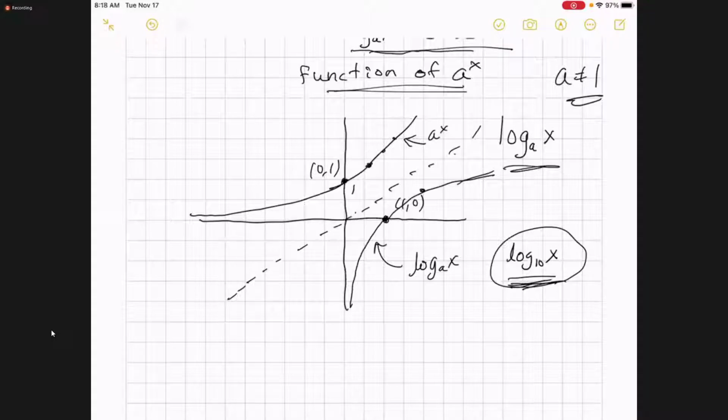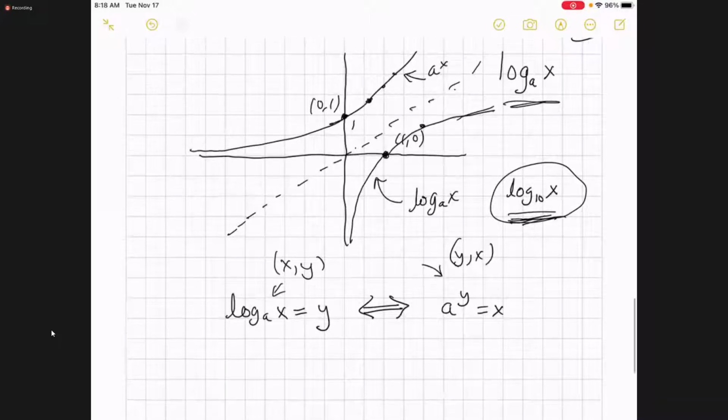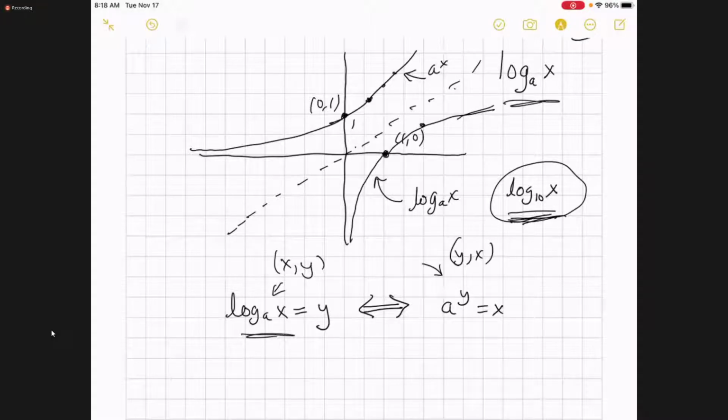Formally, we're going to say that log base a of x is y is equivalent to saying that a to the y is x. And that's the same thing as talking about these ordered pairs. If (x, y) is on this curve, (y, x) is on the other curve. All right, then I have log base a of x defined.